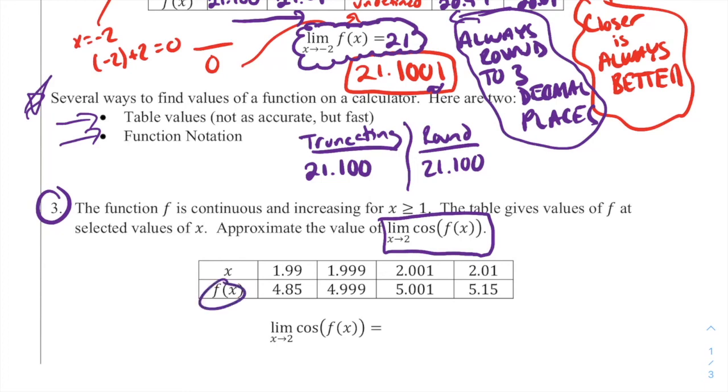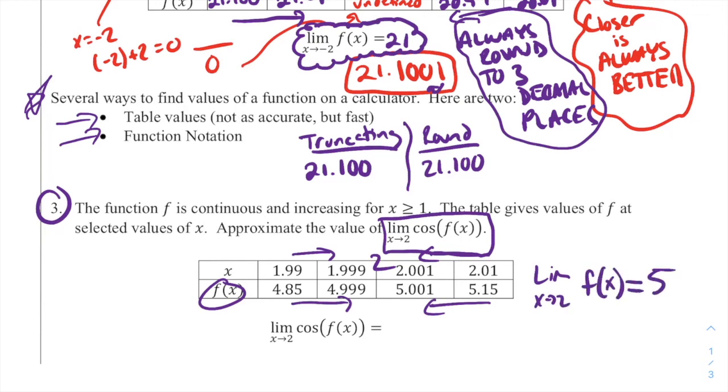We notice that this is a table of f of x. And as x approaches 2, 2 would be right here. So from the left, this to me looks like it's getting really close to 5. From the right, this looks like it's also getting close to 5. So if we're thinking about what this table is telling us, it looks like the limit as x approaches 2 of just f of x is going to be equal to 5.